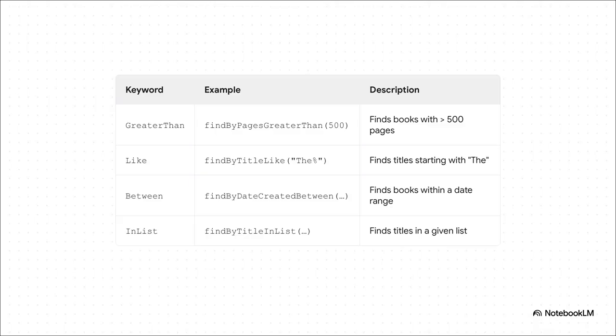And this isn't just for simple finds. This pattern, which we call dynamic finders, is incredibly powerful. You can build some really complex queries just by combining keywords in your method names. Want all the books with more than 500 pages? findByPagesGreaterThan. Or how about finding all books created in a specific date range? findByDateCreatedBetween. You're literally writing code that writes your SQL for you, safely and efficiently, all at compile time.